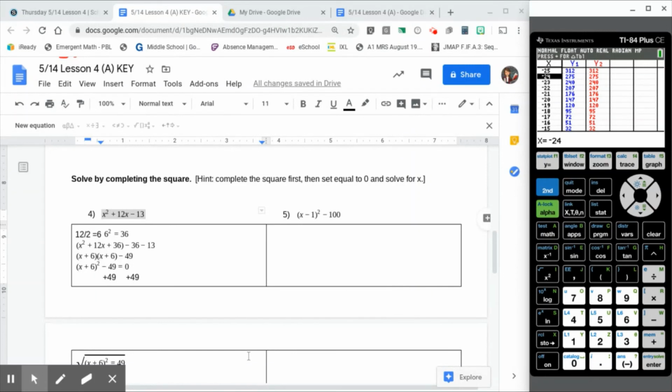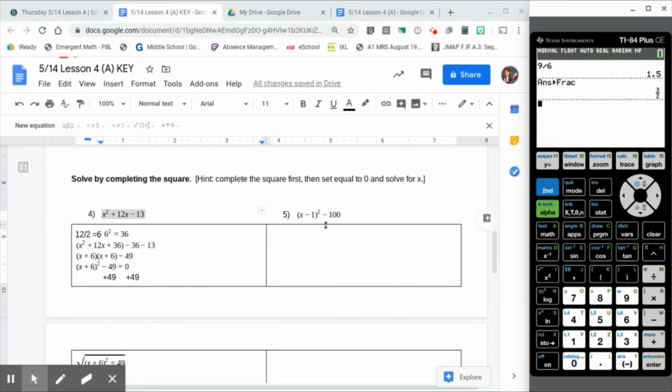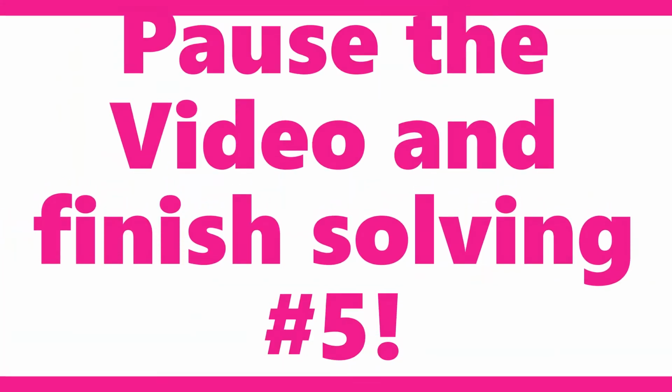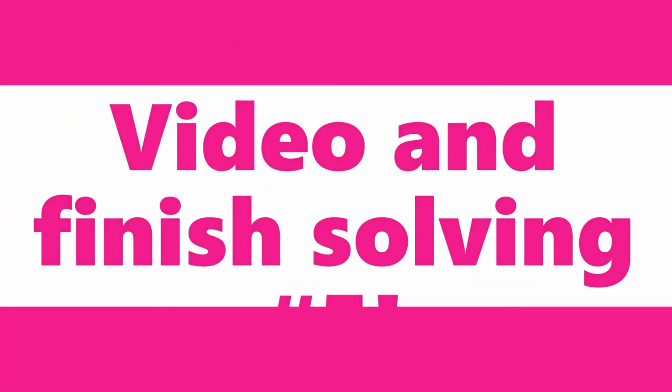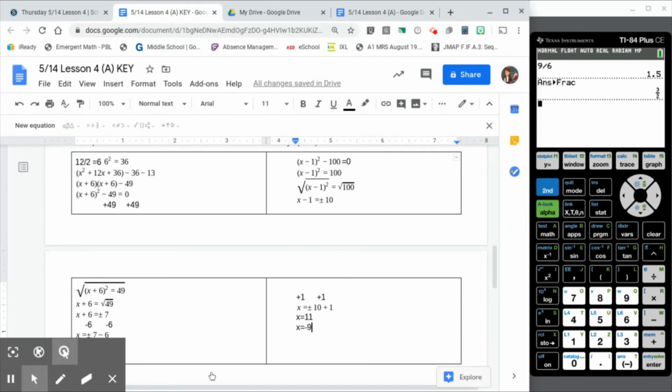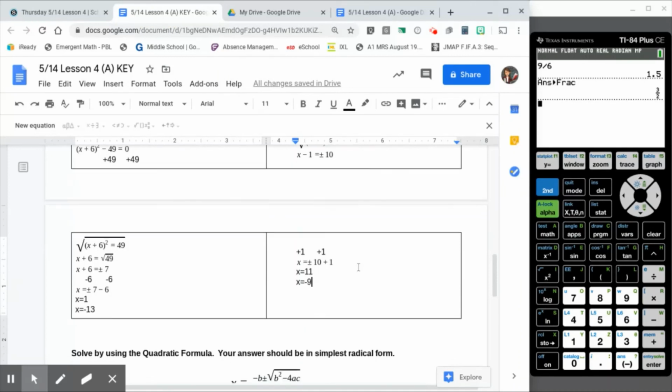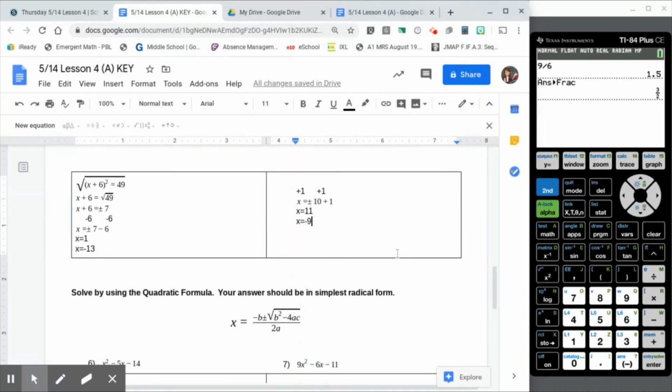So now looking at number 5, this is already in vertex form. You do not need to complete the square here. All you have to do is rewrite the equation and set it equal to 0 and solve it. Okay, go ahead and solve. All right, check your work with my work. It looks kind of funky because it split to the next line or next page. We should get x equals 11 and x equals negative 9.